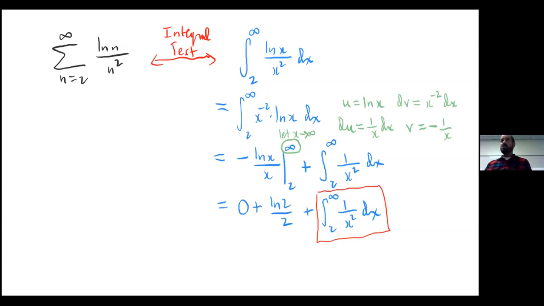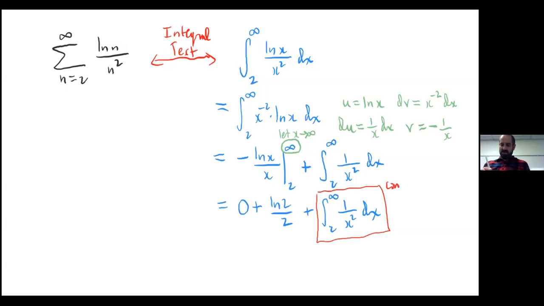Look, it's the integral from 2 to infinity of 1 over x squared. We've done this sort of thing before. What do we know about this? It will converge, yes? Just like the sum going from 2 to infinity of 1 over n squared converges, right? That's something we should know at this point.